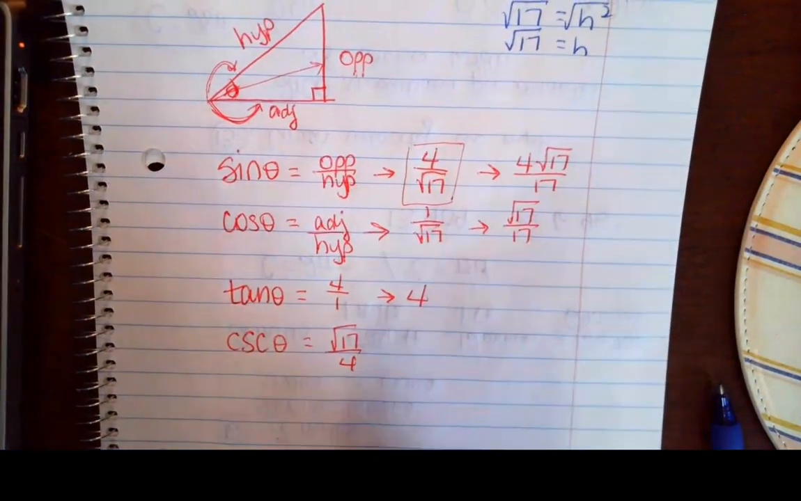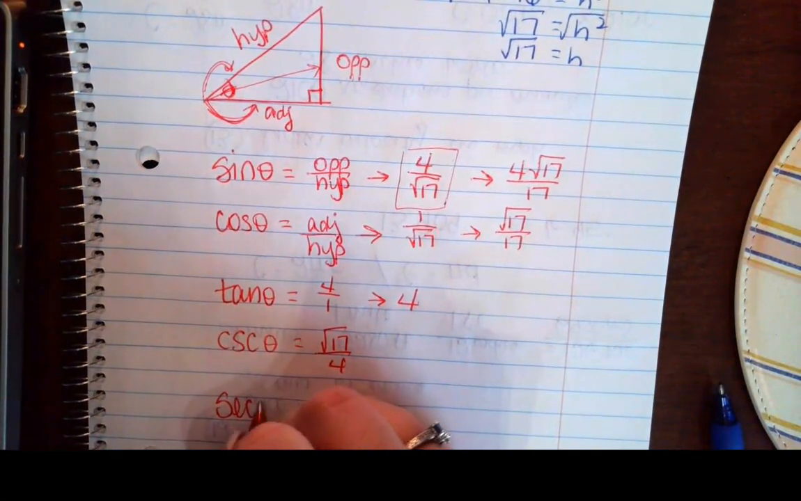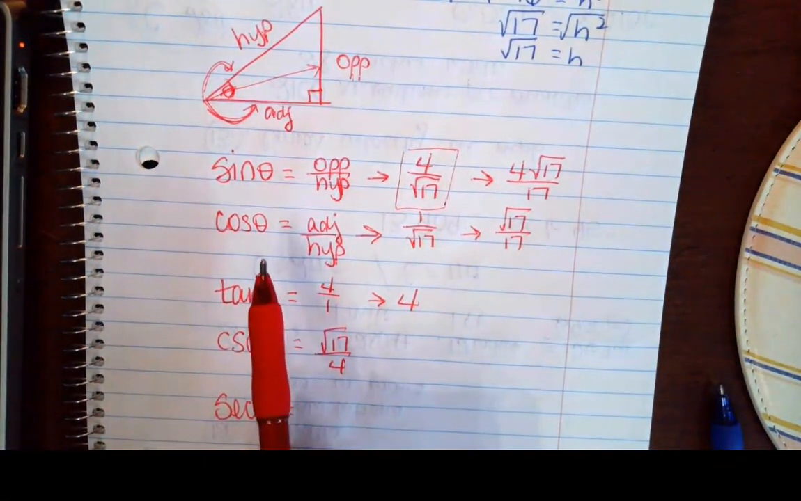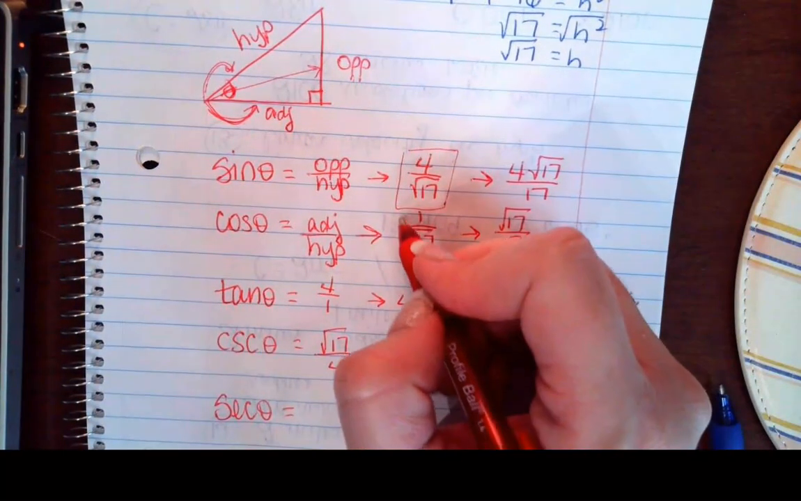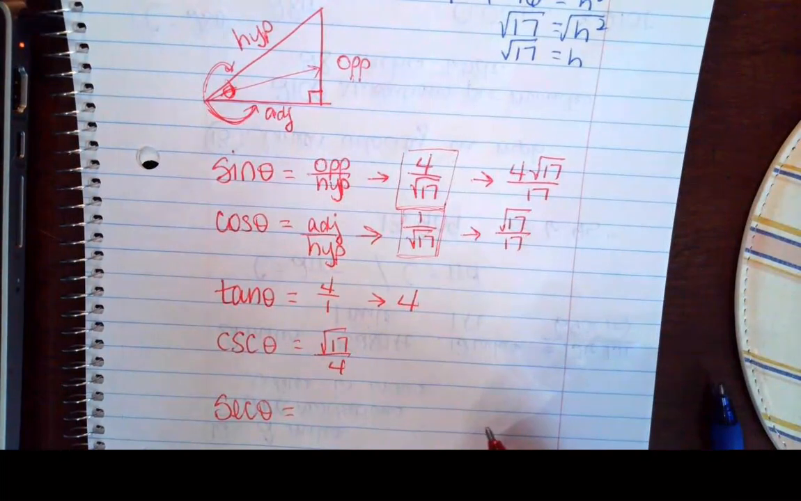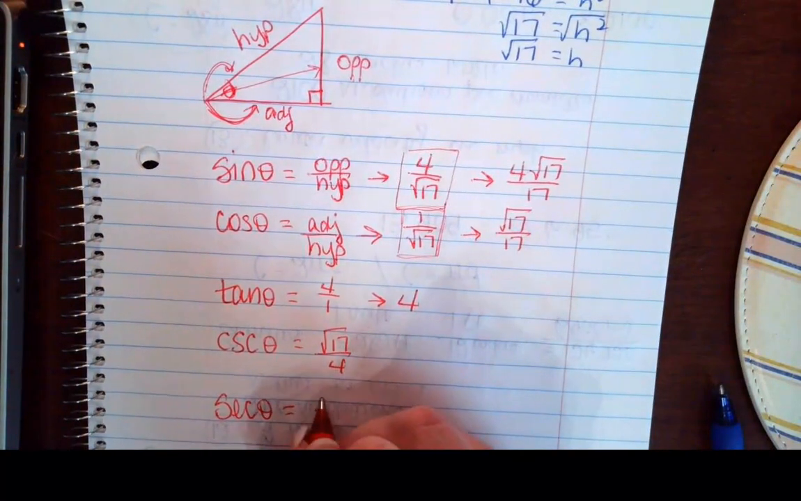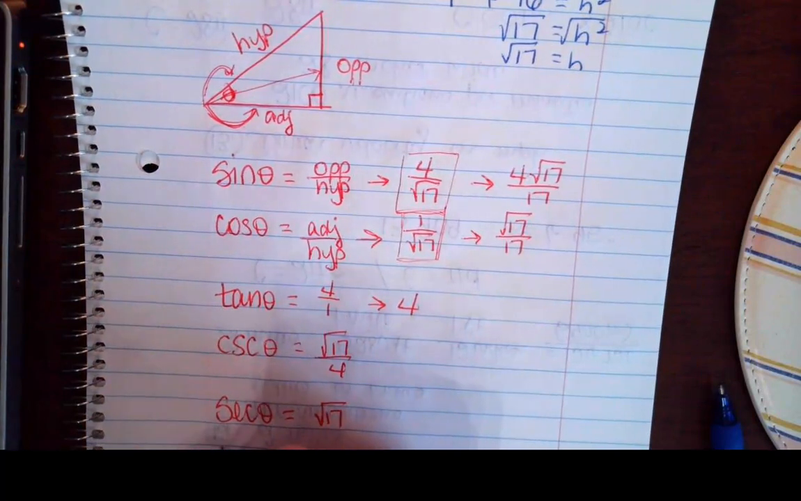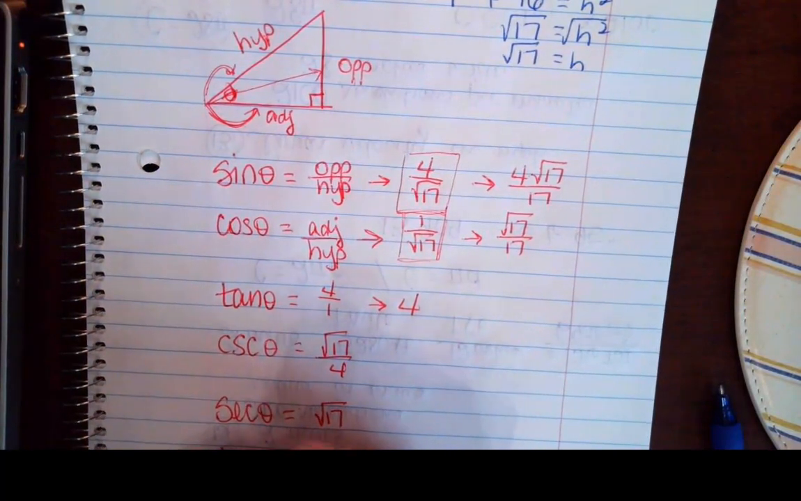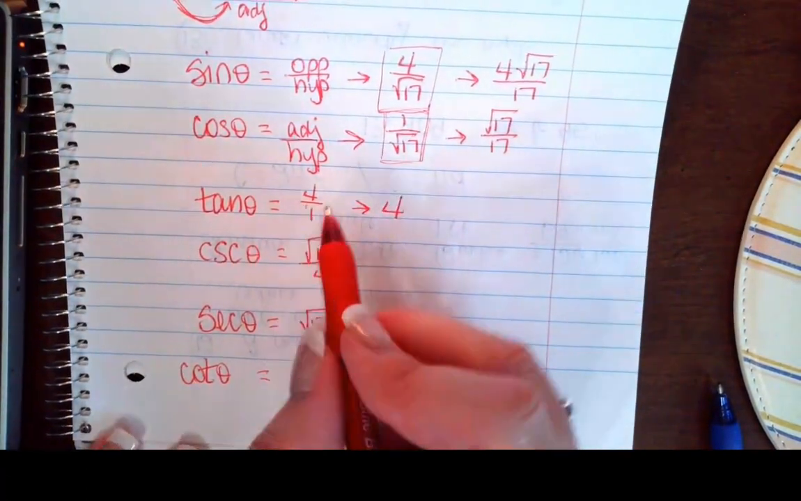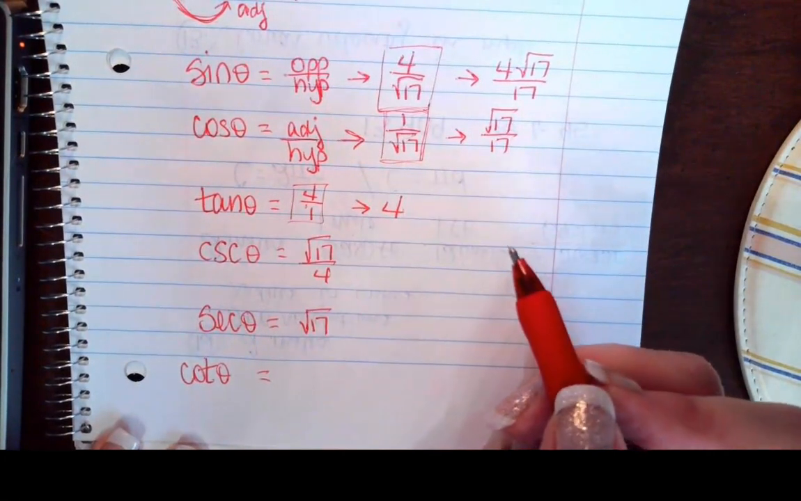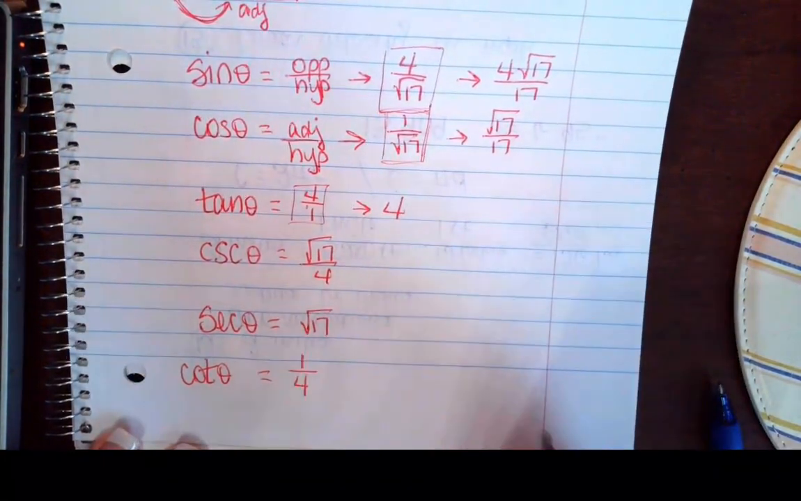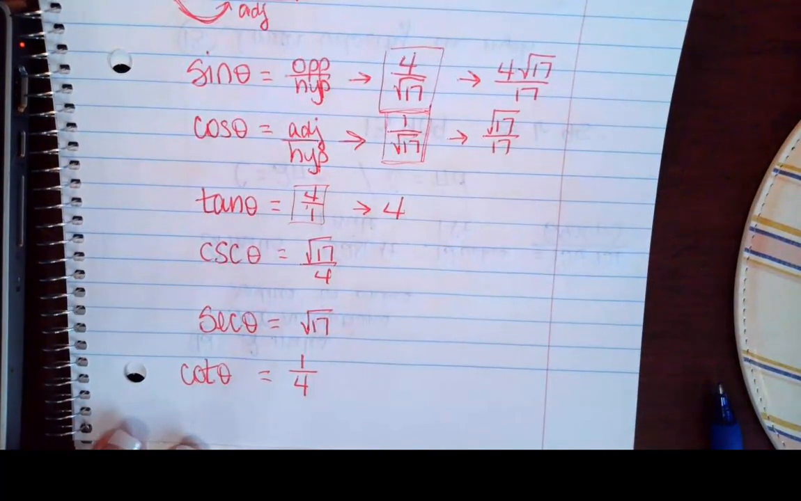Okay? So secant is going to be the reciprocal of cosine. So again, I'm going to come to this one before I rationalize, because that's going to be the easiest to flip. And that's going to give me root 17 over 1. And I'm too lazy to write the over 1. And then we'll have cotangent of theta is going to be the reciprocal of tangent. Well, here it is before I rationalized, or whatever I had to do. And there I've got a 1/4.